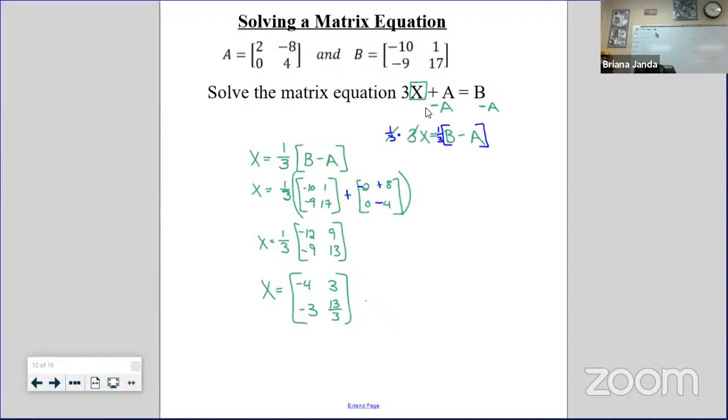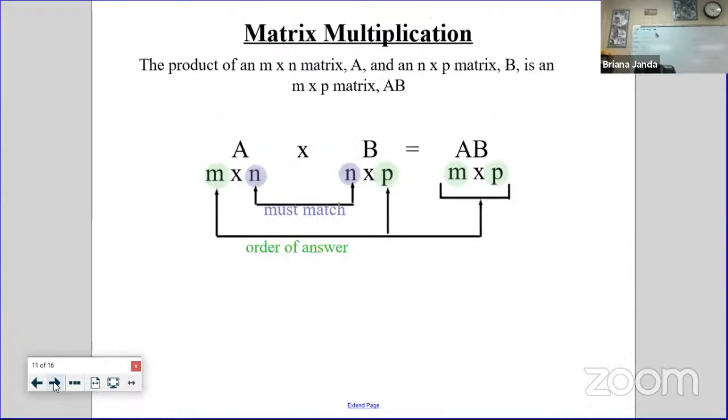Questions? So that's your matrix equations. Ultimately, when it says solve the matrix equation, you're trying to get X by itself. The only difference I would do on that one is instead of dividing by 3, multiply by its reciprocal. All right, and then matrix multiplication.